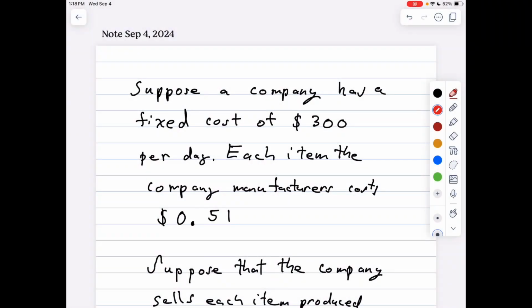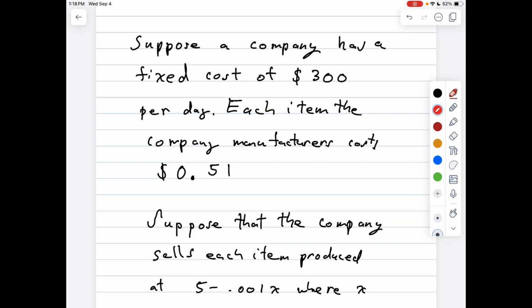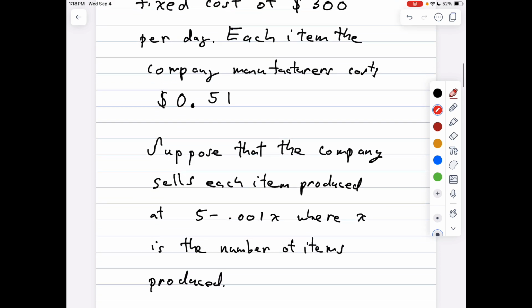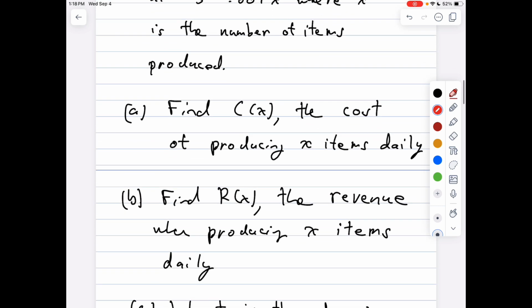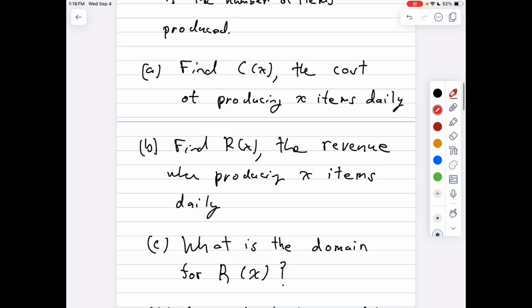Alright, hello everyone. So we have an applied calculus problem. Suppose a company has a fixed cost of $300 per day. Each item the company manufactures costs 51 cents, $0.51. And suppose that the company sells each item produced at 5 minus 0.001x, where x is the number of items produced. So we're asked many questions here.